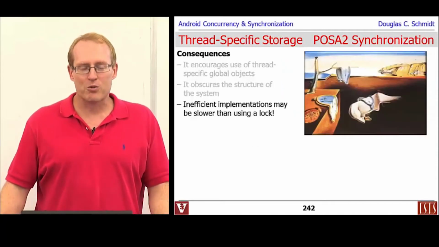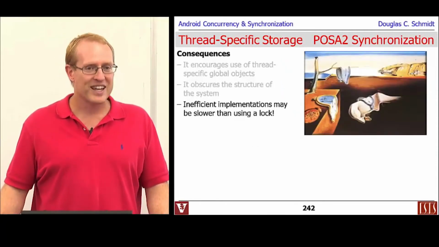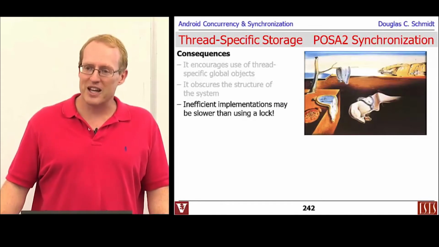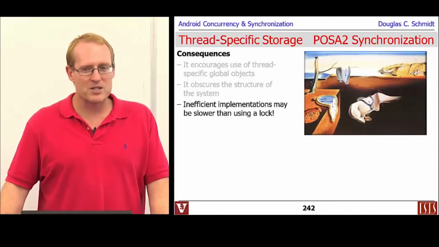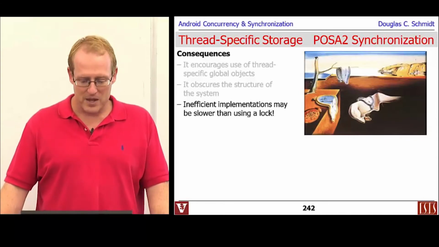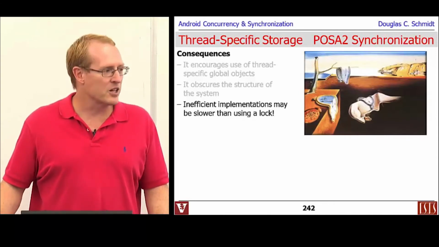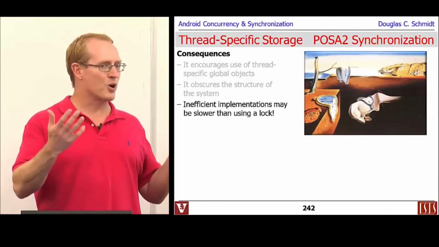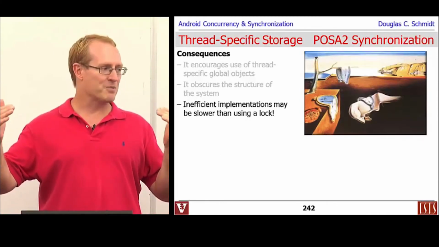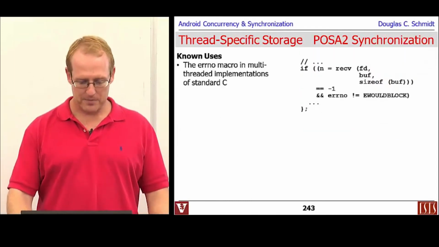And of course, if you have a really inefficient implementation of looking up your thread-specific objects, then it might not actually be any better than grabbing a lock, although it might scale better if you had lots and lots of threads. So that's an implementation consideration. But if you have really, really inefficient things like linear search through the list of thread-specific objects, that could slow you down quite a bit.